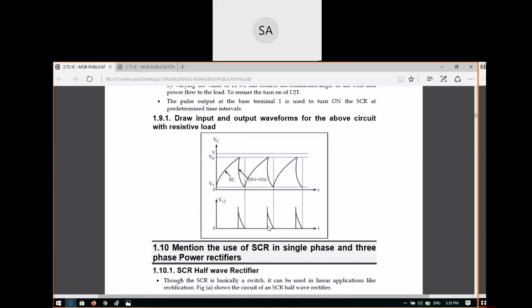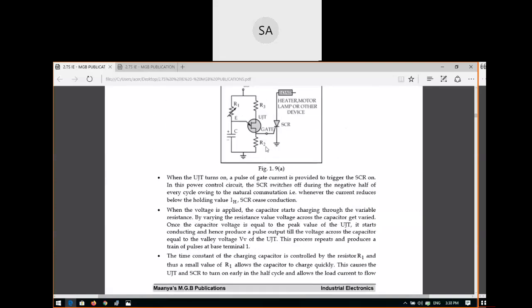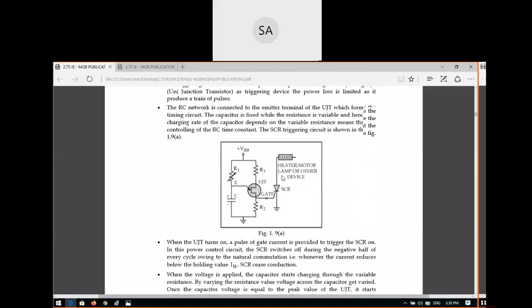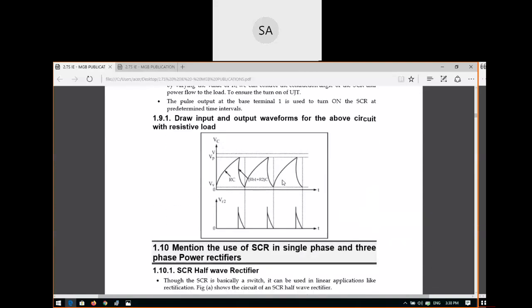Correct or not? So these pulses will be given at the gate terminal of the SCR, and you have to maintain the anode voltage greater than the cathode voltage, then this SCR will turn on. And you have to connect a load. That load may be a motor, a heater, a lamp, or maybe an LED, or anything it may be. So it will turn on the SCR so that the load will be on or off, something like that. Okay, is it clear? Very simple to understand this concept.